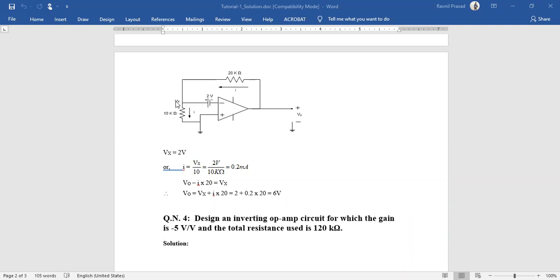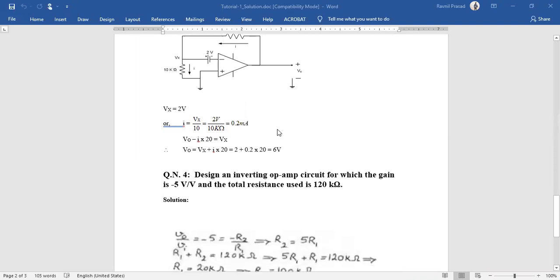So if Vx is equal to 2 volt, you can just directly perform your nodal analysis and you'll be able to solve for V0, right? Because you will be easily able to solve for I, and then using the nodal equations, you can solve for V0. In this particular case, the first thing done was that the current I was calculated for this particular branch, and then using the mesh analysis for this particular branch, V0 was calculated, right?